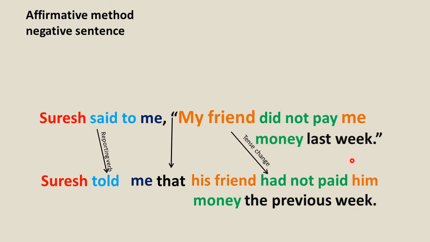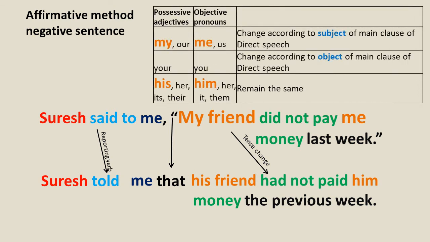So on this occasion again, let me take the help of the pronouns table, because it is very important. Generally we are all confused with pronoun changes. See, here possessive adjectives are given and objective pronouns are given. Again remember what are first person, second person and third person, and the rules: all the first person pronouns are changed according to the subject of the main clause, and second person pronouns are changed according to the object of the main clause, and third person pronouns remain the same.